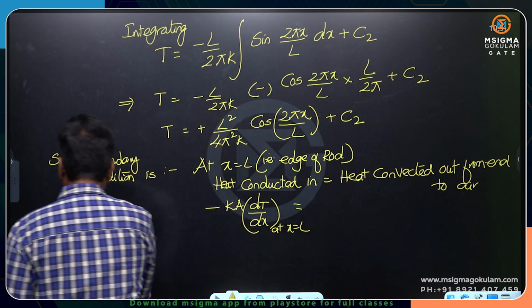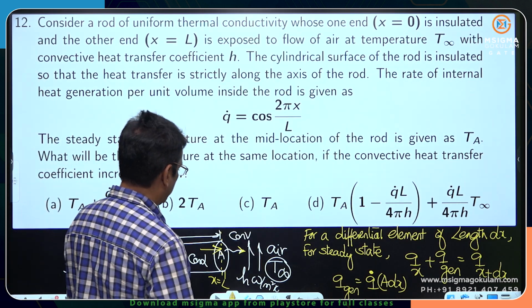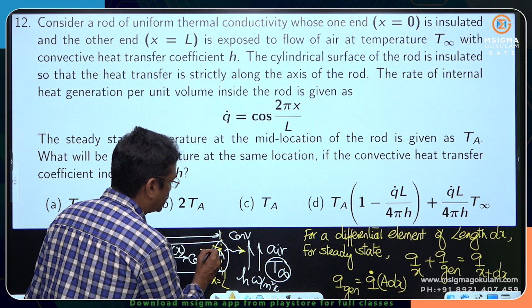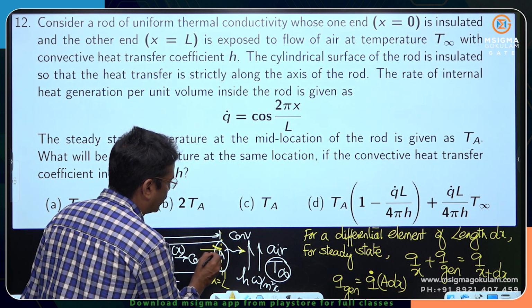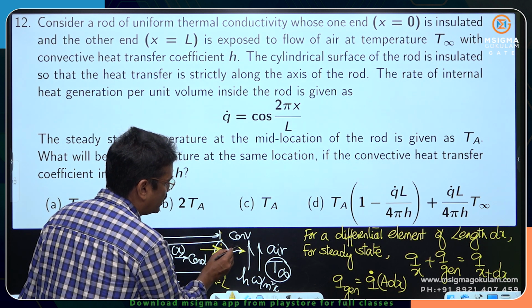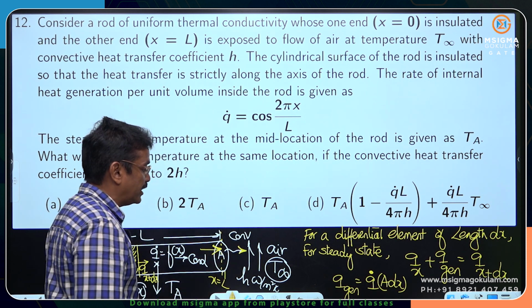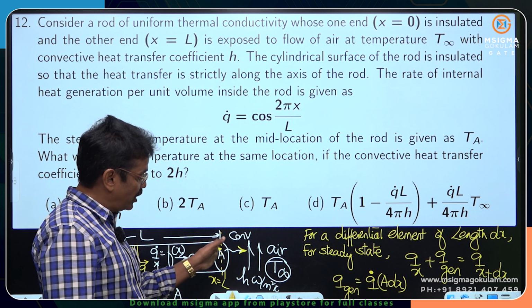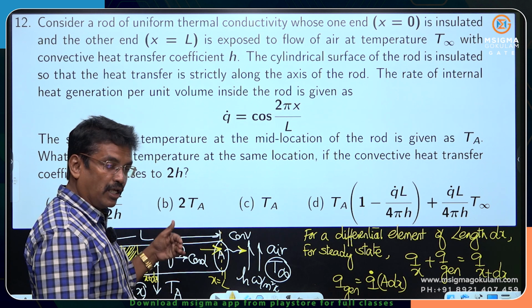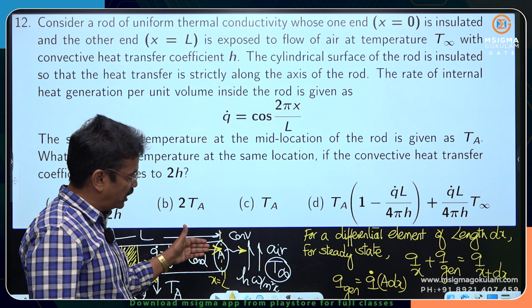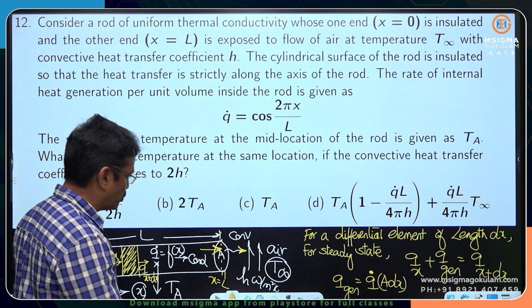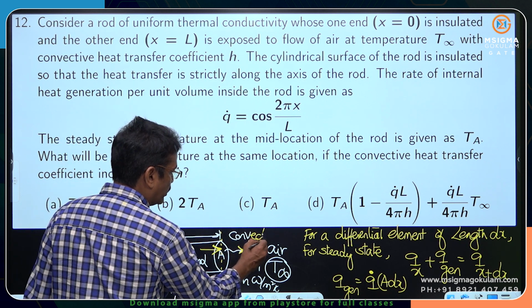This is the boundary condition. Once again, I am explaining the second boundary condition. The heat conducted at the end of the rod should be equal to the heat convected, because that end of the rod cannot store any heat. It has area but no mass, so it cannot store any heat. Heat conducted into that end should be equal to the heat convected out, convected to the air.